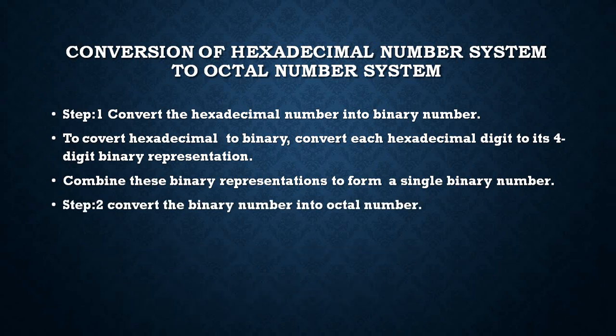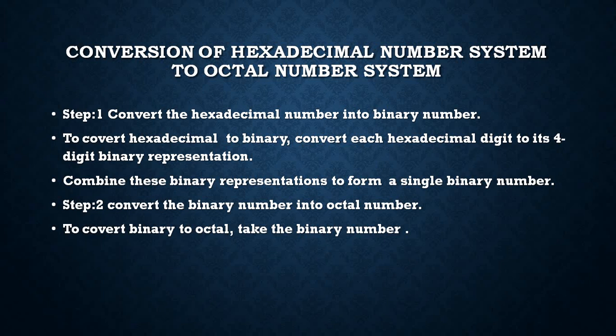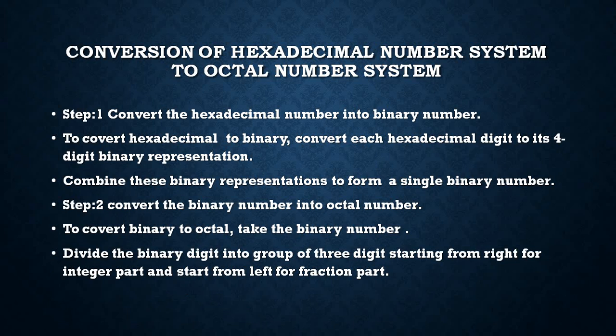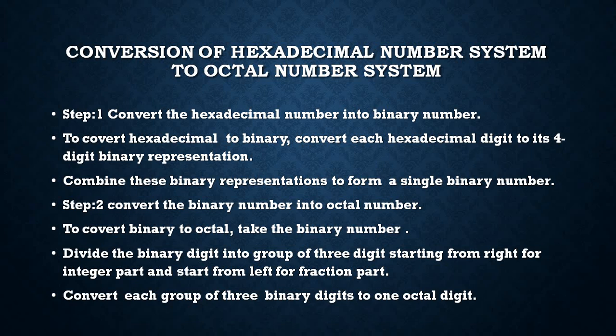Step two says that again we convert the binary number into an octal number. For that purpose, to convert binary to octal, take the binary number and divide the binary digits into groups of 3 digits, starting from the right for the integer part and from the left for the fraction part. Convert each group of 3 binary digits to one octal digit. In this way we are able to convert the hexadecimal number into the octal number system.